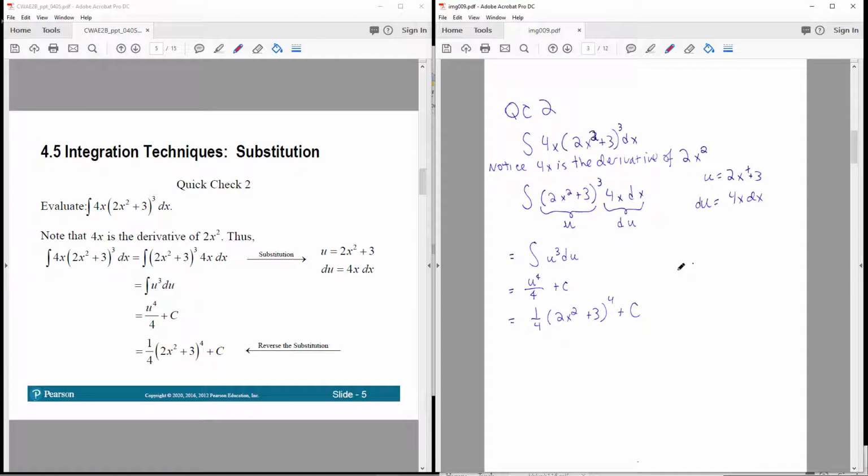And here's another one here. Notice that 4x is the derivative of 2x squared. So we can let that be our u, and the du is this right here, 4x dx, and I have that up there. I don't have to change anything. So I have a u and a du there, so I can rewrite it in those terms. So with the power rule, I can integrate it, so I end up with u to the 4th over 4, and then I can rewrite it because I know what u is.